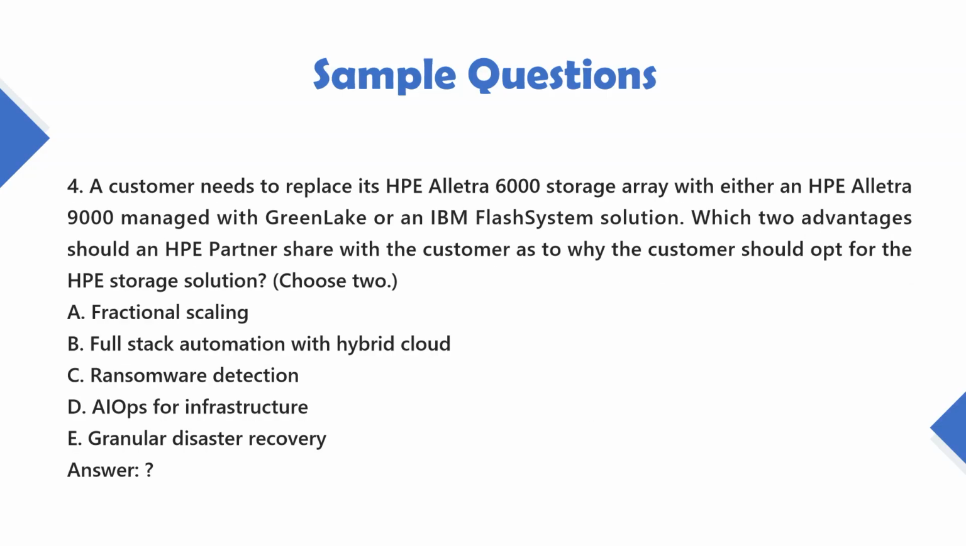4. A customer needs to replace its HPE Alletra 6000 storage array with either an HPE Alletra 9000 managed with GreenLake or an IBM Flash system solution. Which two advantages should an HPE partner share with the customer as to why the customer should opt for the HPE storage solution? Choose 2. A. Fractional scaling. B. Full stack automation with hybrid cloud. C. Ransomware detection. D. AIOps for infrastructure. E. Granular disaster recovery.